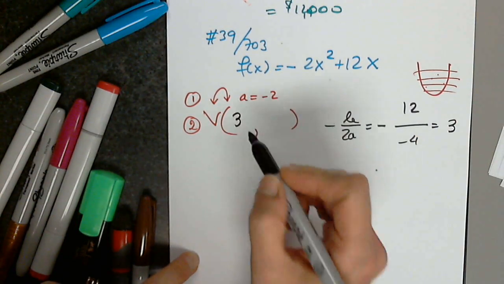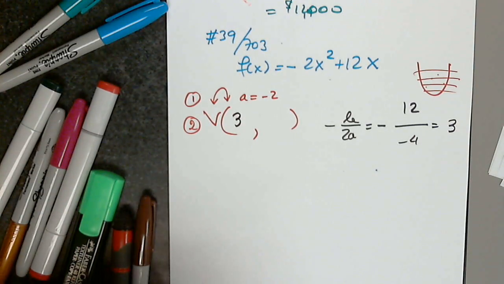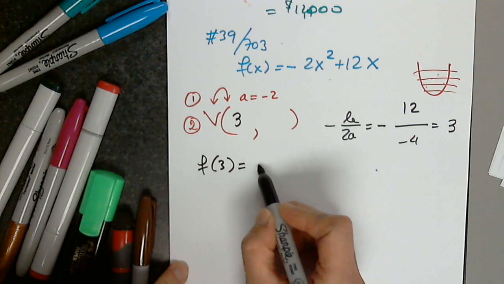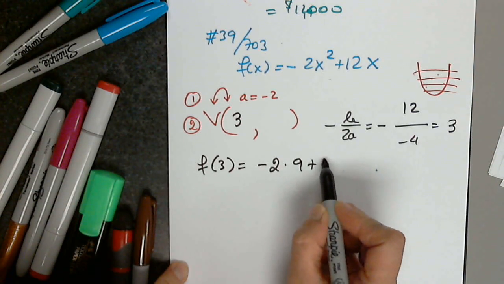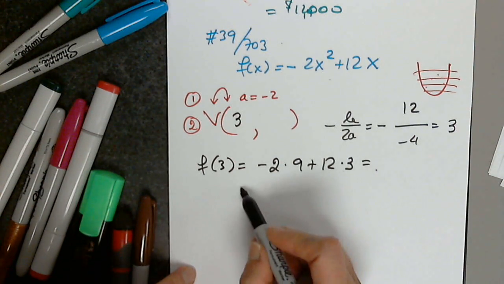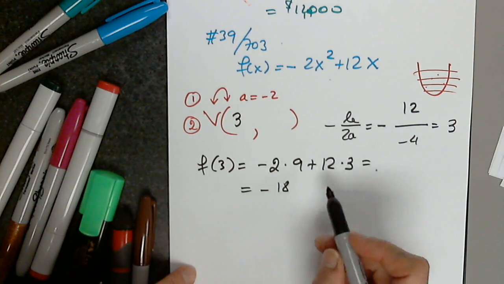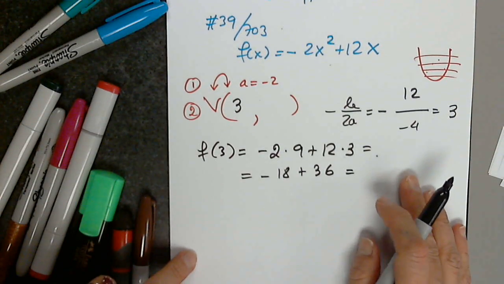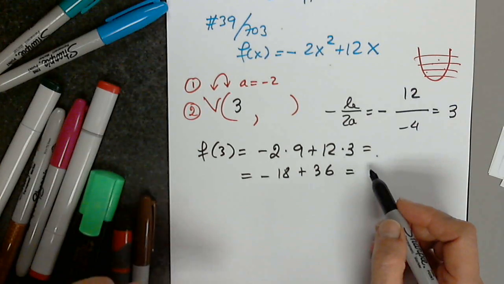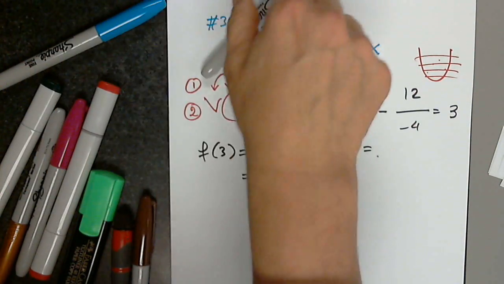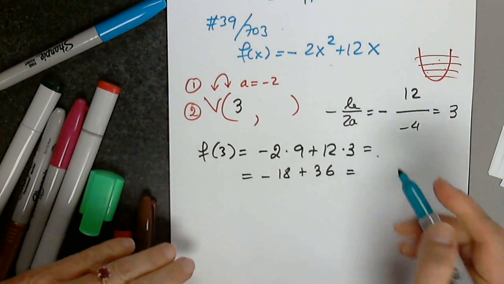Good. How do I determine the y-coordinate? Very good. Excellent. F of 3. So negative 2 times 9 plus 12 times 3. Negative 2 times 9 is negative 18, and plus 36. And the answer is? 18, right? Very good.